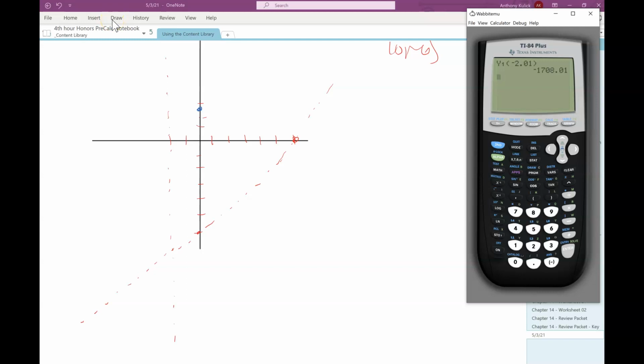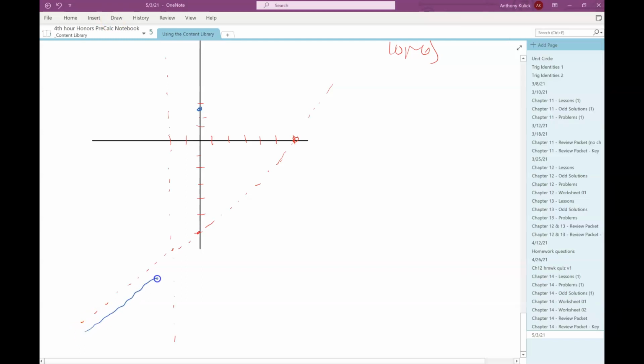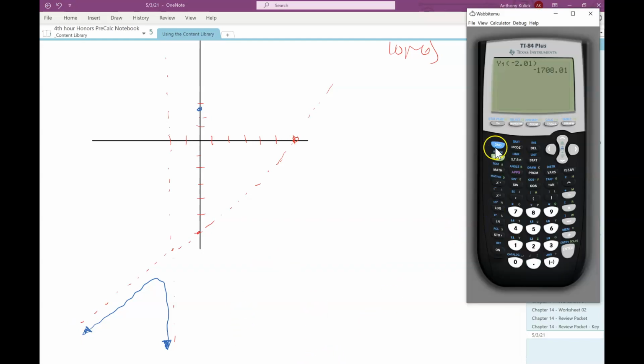So that means if I follow this asymptote, it should be looking like that. Are you okay with that? Yep. A little wacky, but that's all right.